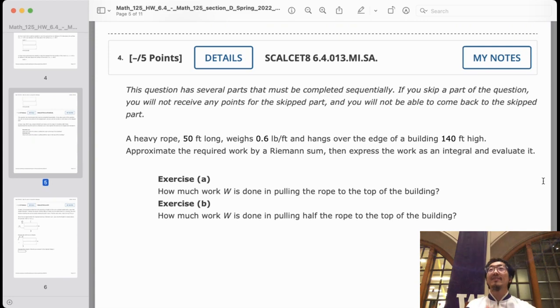For half a rope, you just multiply by half, because when you only do half, the work is halved. The distance is going to be 25 feet instead of 50, because we lift half of everything.